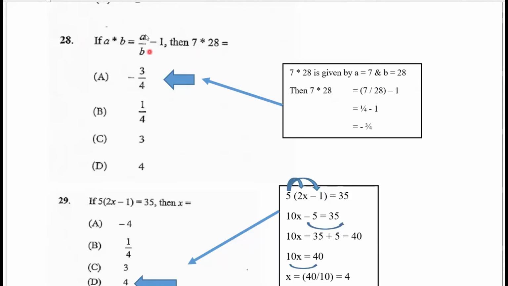It will be, following A on B, it will be 7 over 28 minus 1. 7 into 7, 1. And 7 into 28 is what? 4. So you get a quarter. 1 on 4 is a quarter minus 1. A quarter minus 1 will give you a minus 3/4.